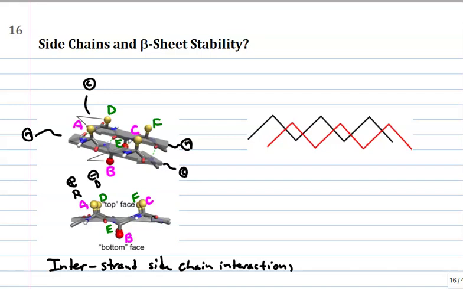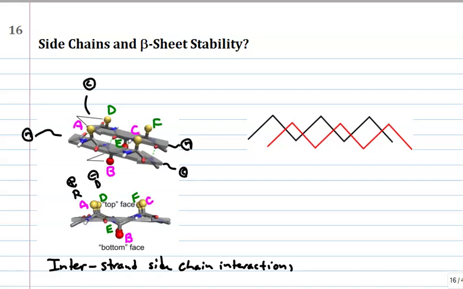The example that we left off with was right here, position A and position D. In position A, you could have an arginine, positive. In position D, you could have an aspartic acid, negative. That would significantly stabilize the structure of this beta sheet. But amino acid side chains on the same strand, intrastrand, just aren't possible because they're not really that close to one another. That was the take-home message.